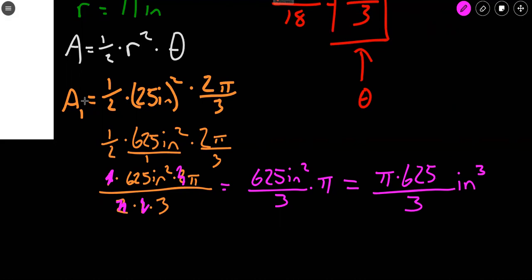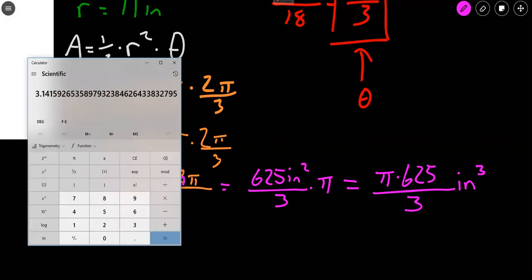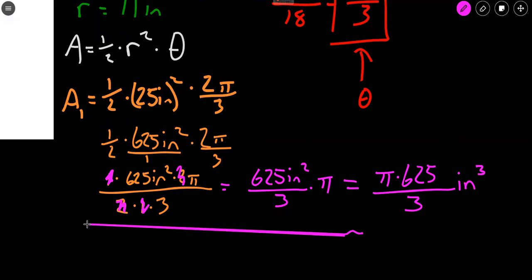Now, if I want to figure out this to more of an approximation, because this is hard to visualize, what I can do is I can take pi, which is just hit P on your keyboard and brings up pi, or the button is right there. Pi times 625 divided by 3 is going to be 654.498 square inches. So I can just say the approximation.